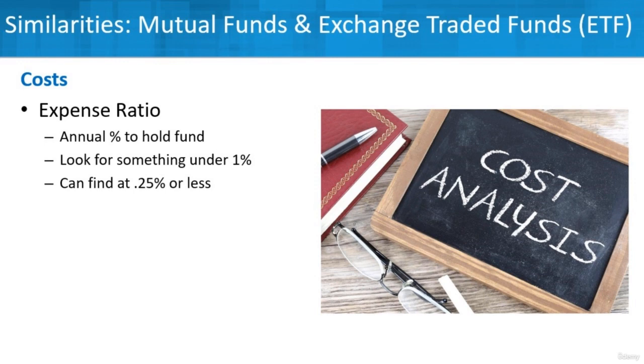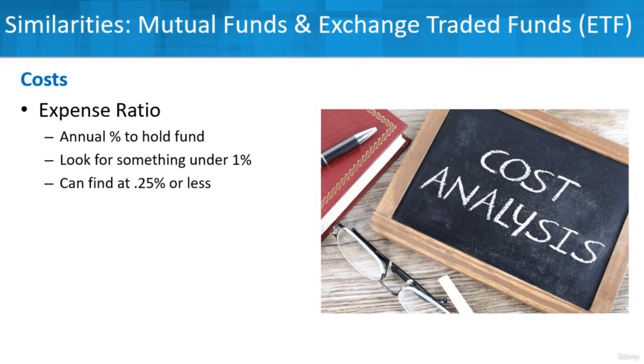If I sell out before, I'll pay a portion. If I sell it halfway through the year, because I can buy and sell at any time, then I'll pay a smaller percentage of that. But basically, when you look at the expense ratio, it's the annual percentage to hold the fund. And you really want to look for something under 1% as far as that expense ratio. Some are 2 or 3%, but there are so many different mutual funds and ETFs out there. You can find a lot of great funds that are going to cost you less than 1%.